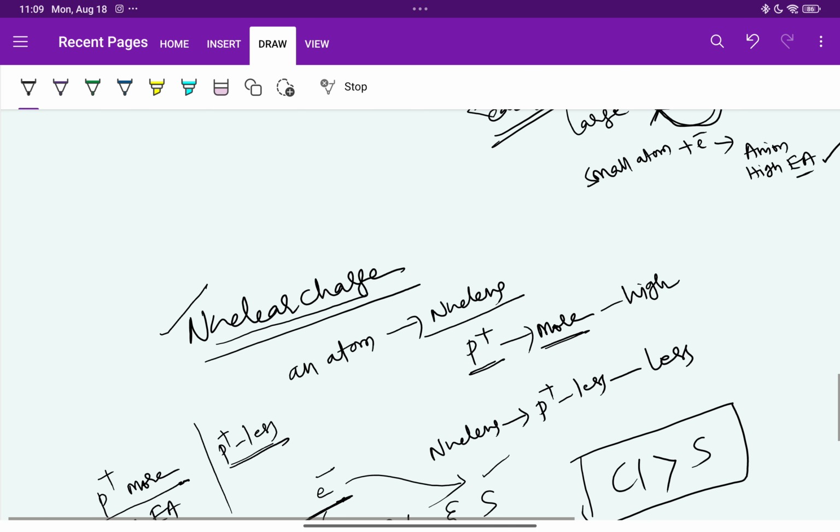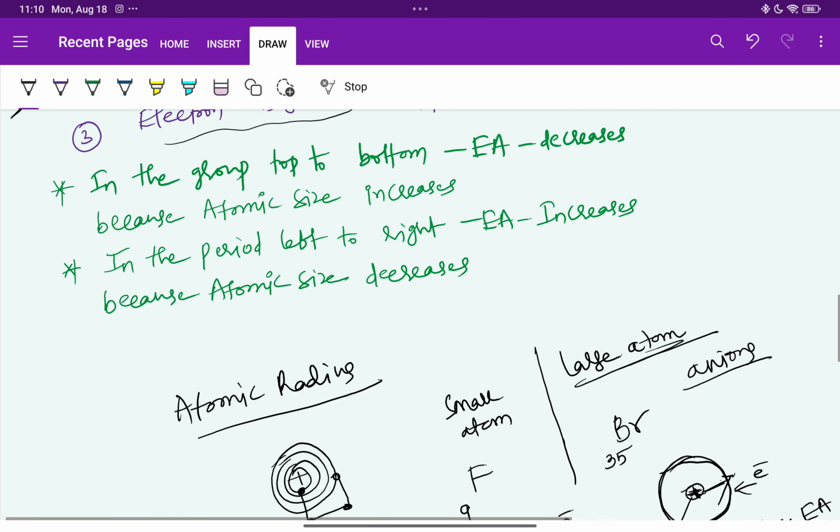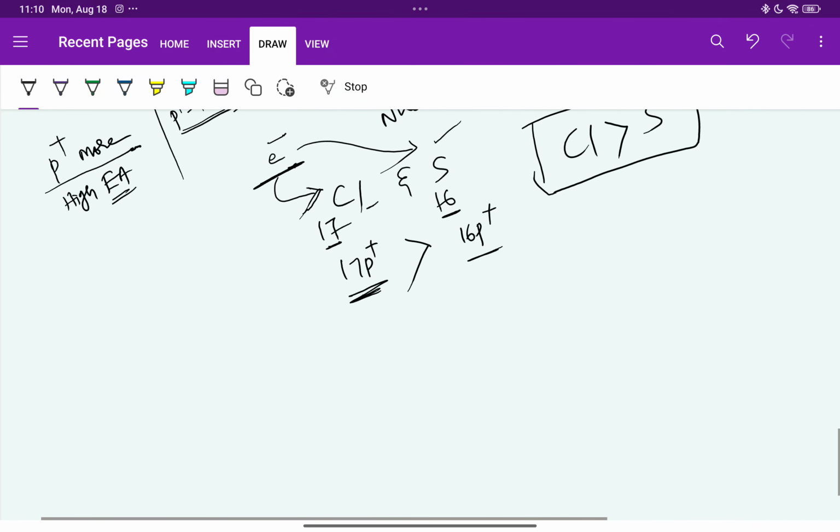So nuclear charge is directly proportional to electron affinity. When nuclear charge increases, electron affinity increases. When nuclear charge decreases, electron affinity decreases. And next, last but not least, electron configuration. Two types we already discussed.